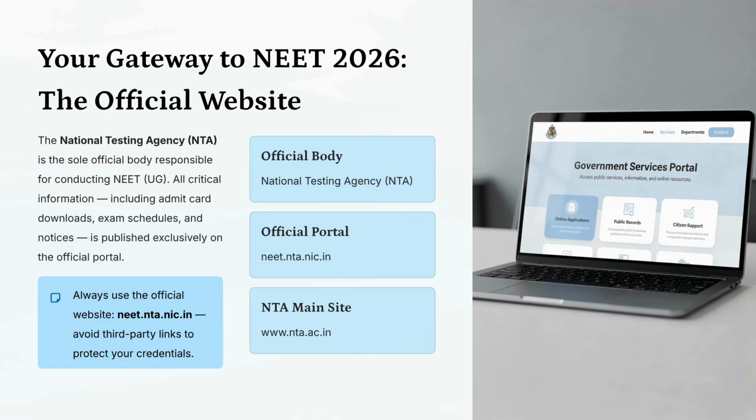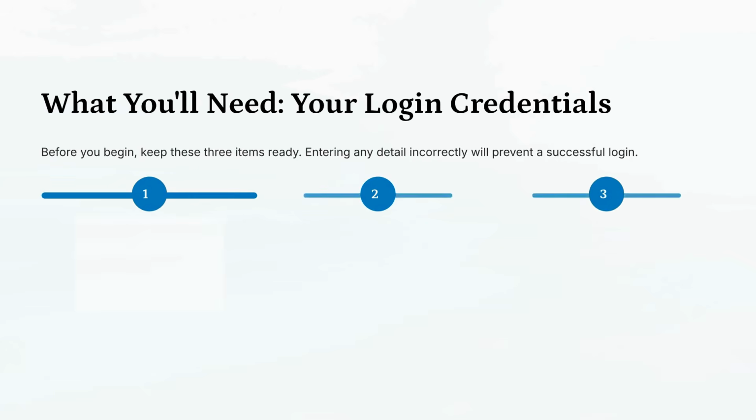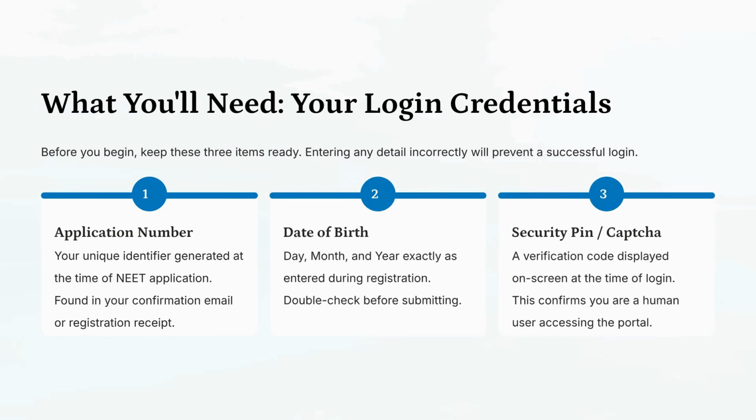Visit neet.nta.nic.in and avoid third-party websites to keep your details safe. Before you begin, make sure you have your login details ready. First, your application number. This is your unique ID. Second, your date of birth, exactly as entered during registration. And third, the security pin shown on the screen. Even a small mistake here can stop you from logging in.